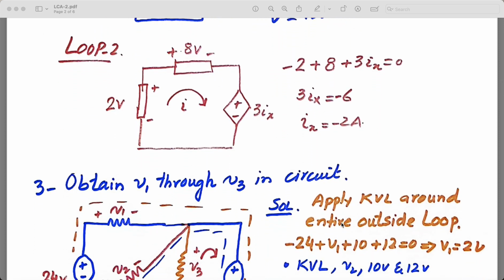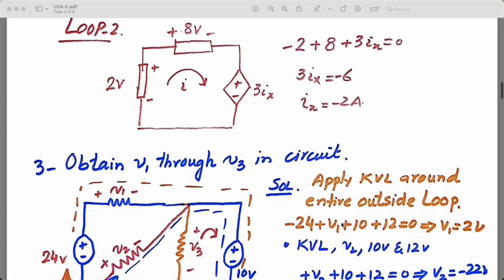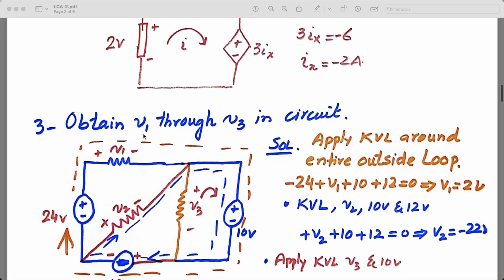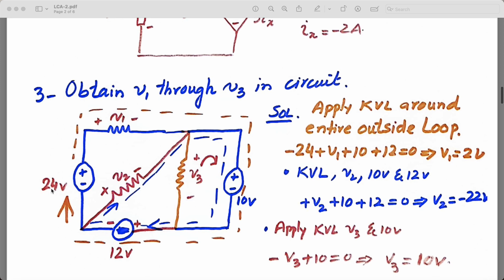Then another example. We again need to solve using the concept of Kirchhoff voltage law. In this circuit, we need to obtain V1 through V3. If you see this circuit, there is a 24 volt source, this is unknown V1, that is unknown V2, this is unknown V3, and then another source 10 volt, and another source 12 volt. For this solution, we will consider three different loops. The first loop is the outside loop, so you need to apply the Kirchhoff voltage law around this entire outside loop.